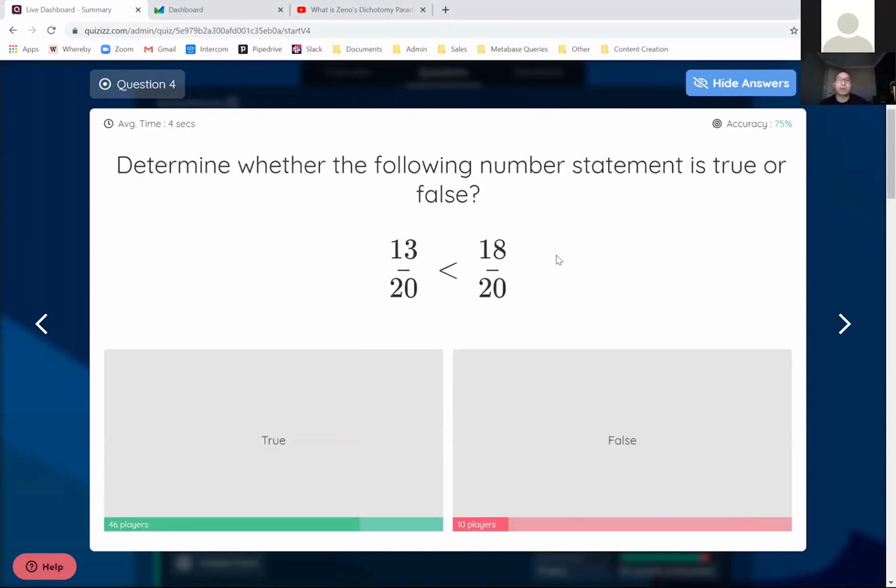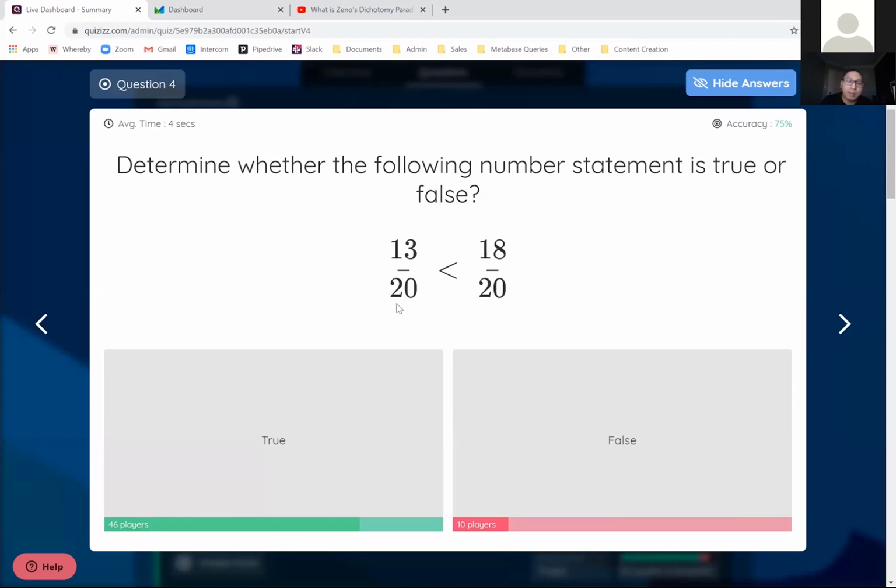Determine whether the following number statement is true or false. So this one says, is 13/20 less than, so this is a less than sign, 18/20. Now, very similar, sorry. In this particular case, the top numbers aren't the same, the bottom numbers are the same. So really, we're able to compare these directly by just comparing the top numbers.